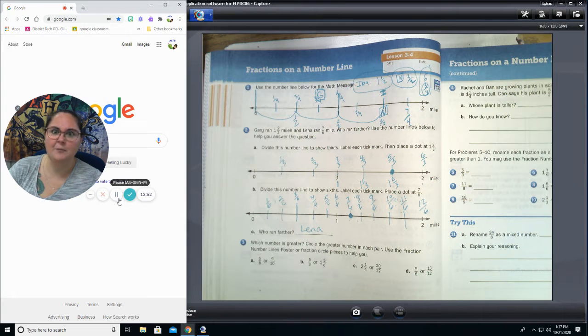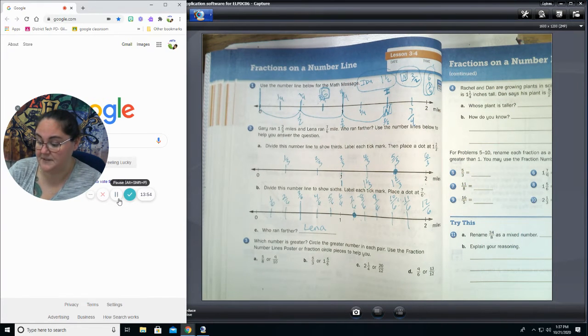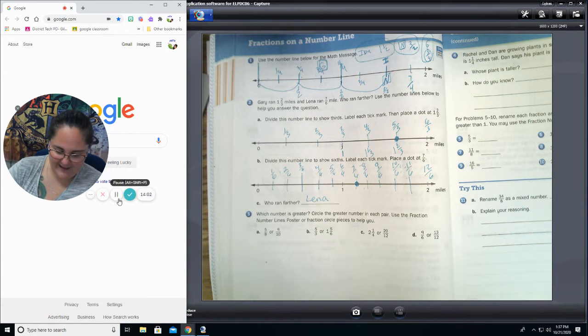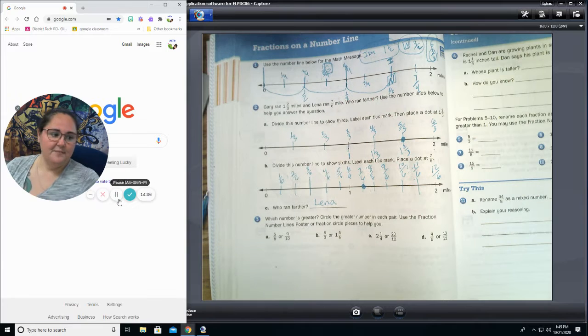Okay, and I'm actually not going to upload another video. I'm just going to show you now because it says that I can use fraction circle pieces or anything else. So this is what you do. Are you ready? Ready for your mind to be blown? All right, here we go. We're going to do something called the butterfly method.